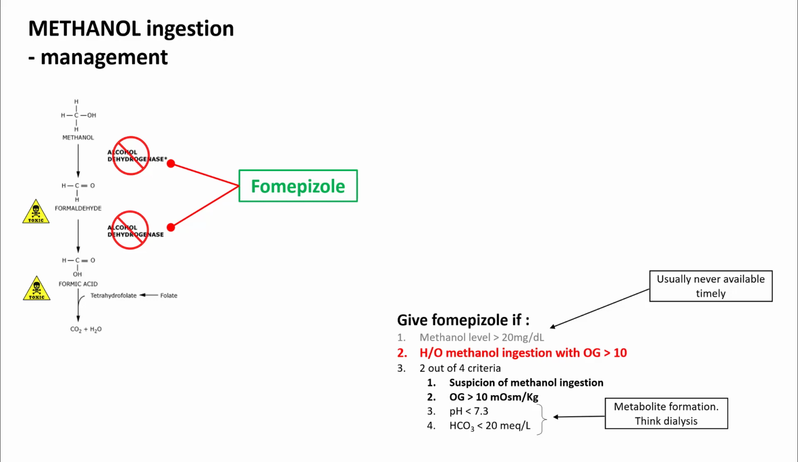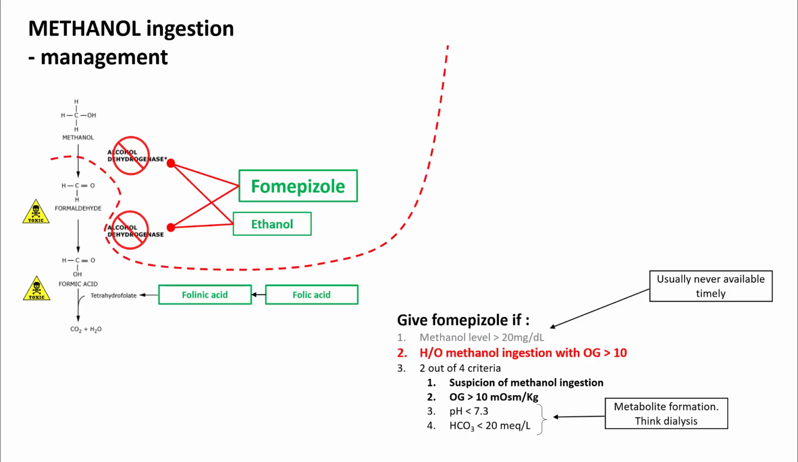As you can see, fomepizole will be useful if methanol has not been converted into its toxic metabolites. So check for methanol levels, and if it is more than 20 mg per dL, give fomepizole. However, this test is not timely available, so look at your osmolar gap, and if the osmolar gap is more than 10 with a history of methanol ingestion, fomepizole is indicated. Give folic acid, which would help conversion of formic acid into CO2 and water.